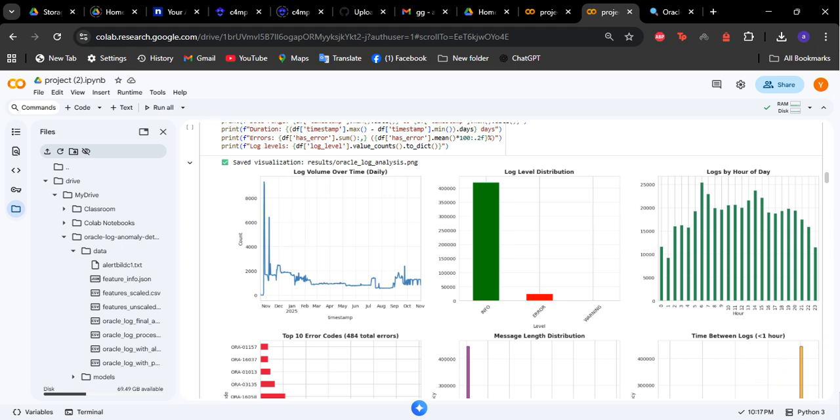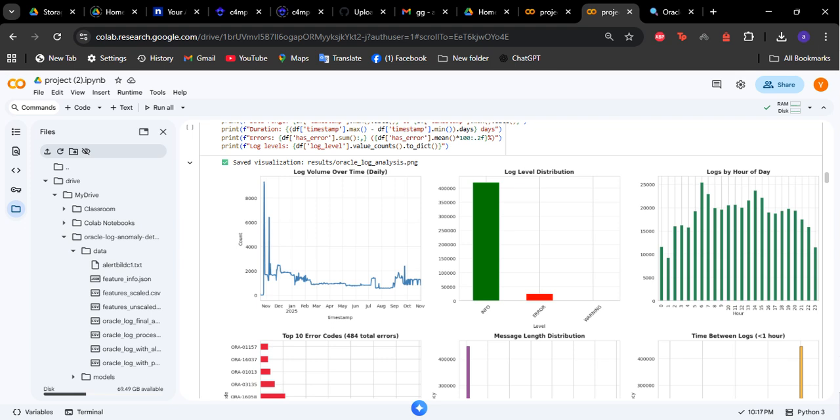The third diagram we can see is the logs by hour of day. Especially between 6 a.m. and 6 p.m., the volume tends to peak during business hours. This pattern tells us when the system is under the most load and helps identify when anomalies are most likely to occur. It supports capacity planning and maintenance scheduling.